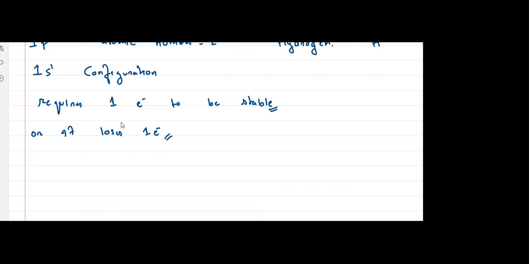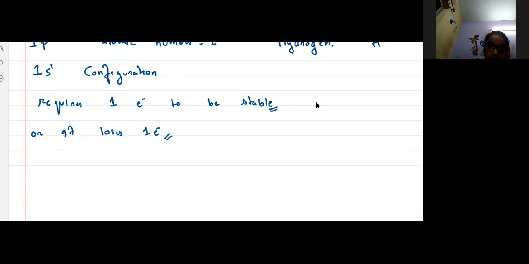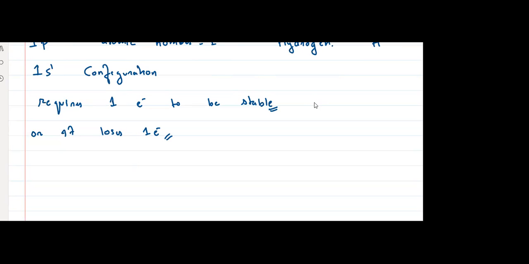If it is gaining 1 electron, then it is, tell me, -1 or +1? Because it is gaining 1 extra electron, it will be -1. If it is losing 1 electron, then it will be +1. So I can say the valency of hydrogen can either be -1 or +1. Agree? Yes or no?